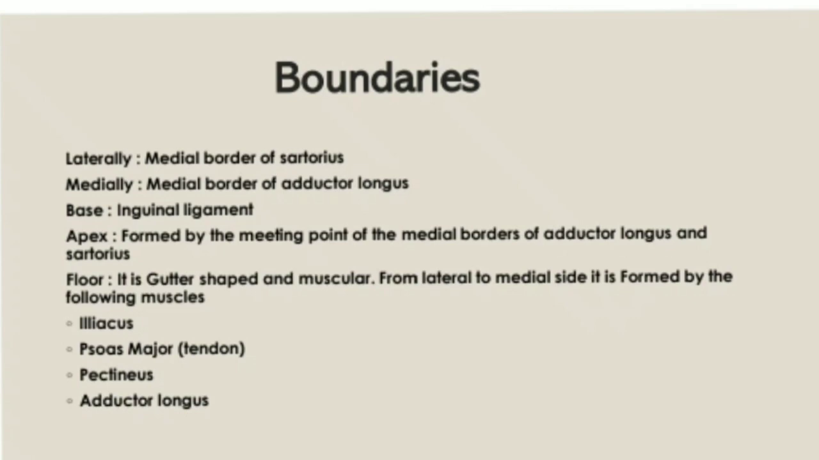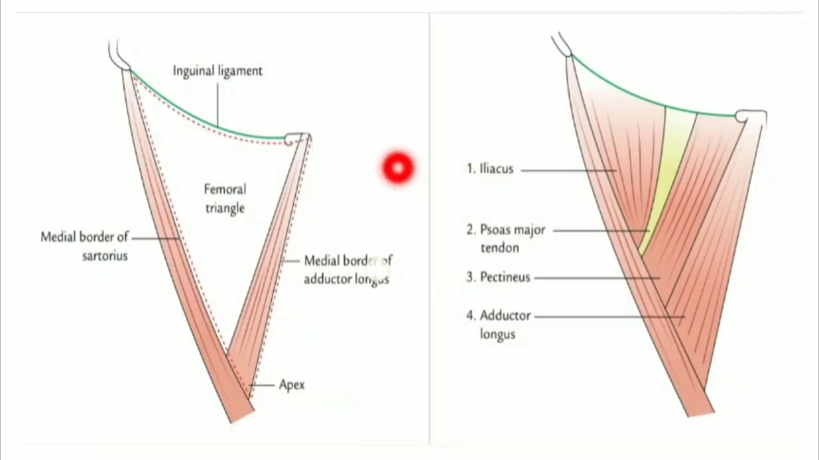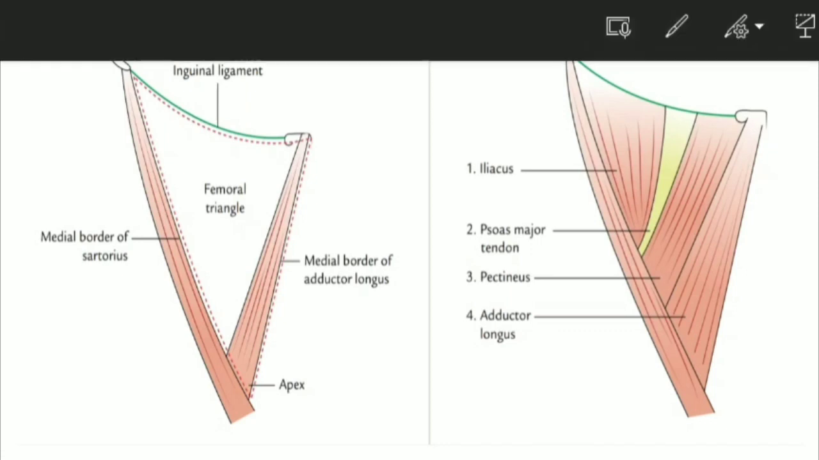First of all, we'll see the boundaries of this triangle. What are those boundaries? Since this is a triangle, definitely it will have an apex, a base, a lateral boundary and a medial boundary. So that is what we are going to see. The base is the inguinal ligament. And on the lateral side, what do you have?